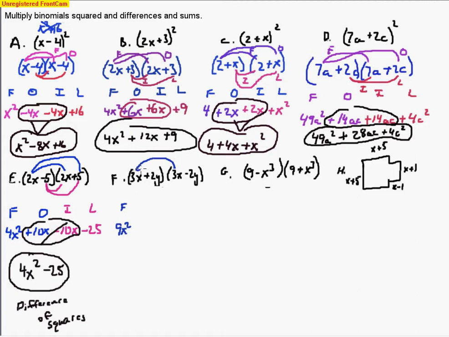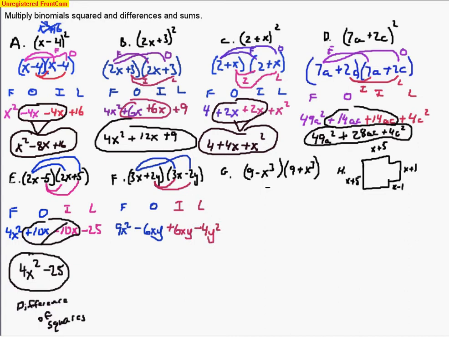Then we move on to the 3x and the negative 2y. Those are our outside terms. They make a negative 6xy. Now notice that when we move on to the inner terms here, we get another 6xy, but it's not negative. It's positive 6xy. And then the last terms, 2y and negative 2y, make a negative 4y squared.